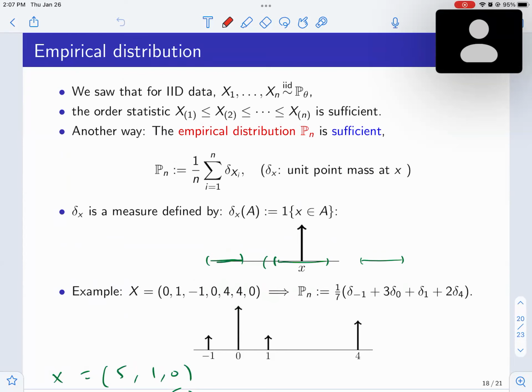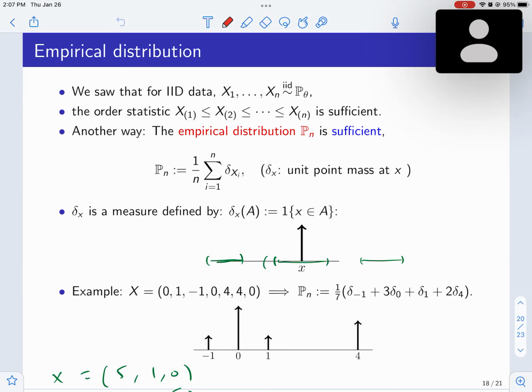So this is sort of a very interesting object. The empirical distribution is very important. That's why I usually spend a little bit of time on it.